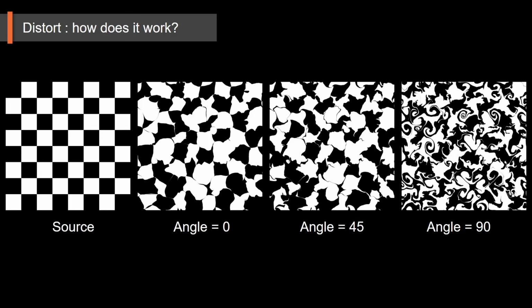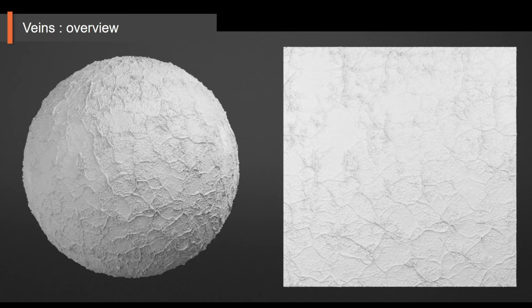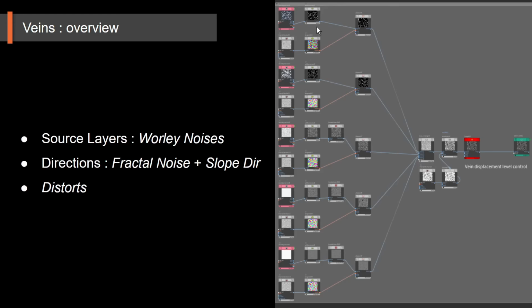And this is comparison between angle parameters. So source image is checkerboard, and you can see some deformation like contracting and expanding here. But if you see the 90-degree angle, then you can see spiral shapes. And let's go to our main topic, veins. So this is the rendered image. And to generate the veins, I used the Worley noises. And also I wanted to add some natural feeling, so I used distort node with fractal noise and slope direction.